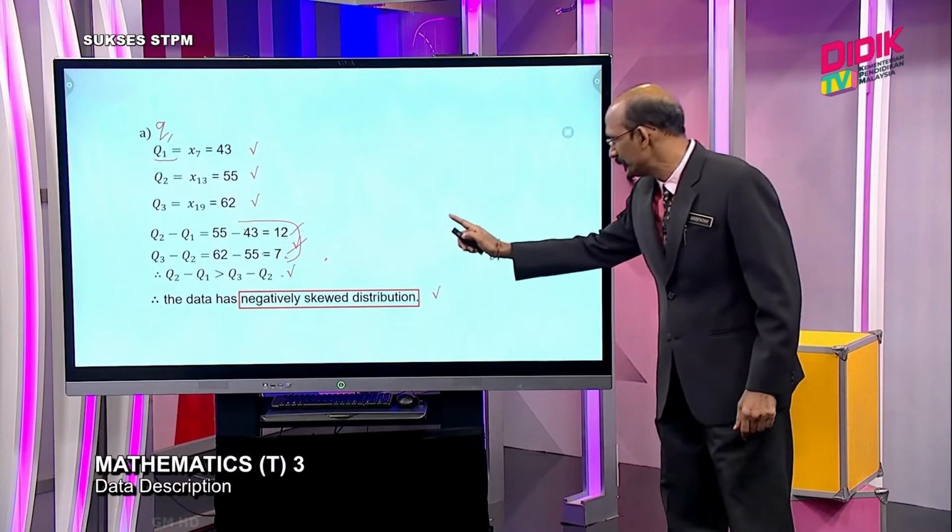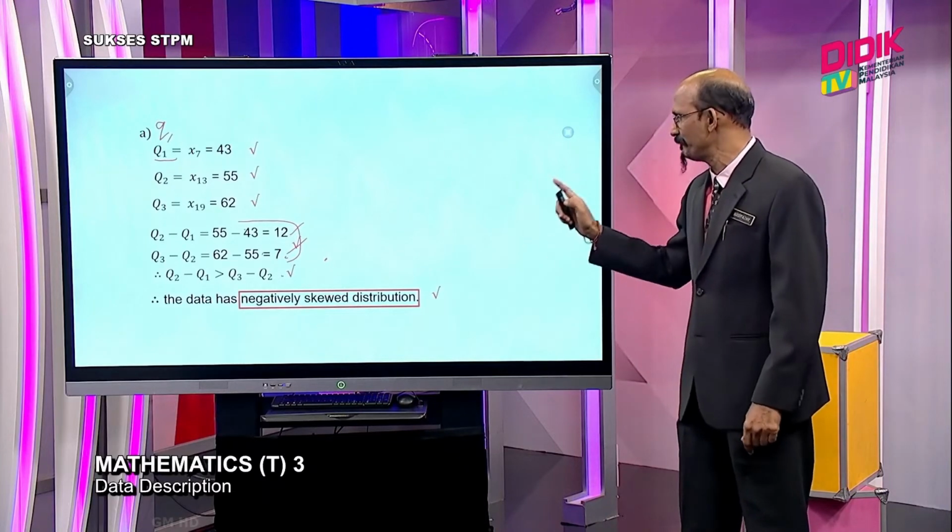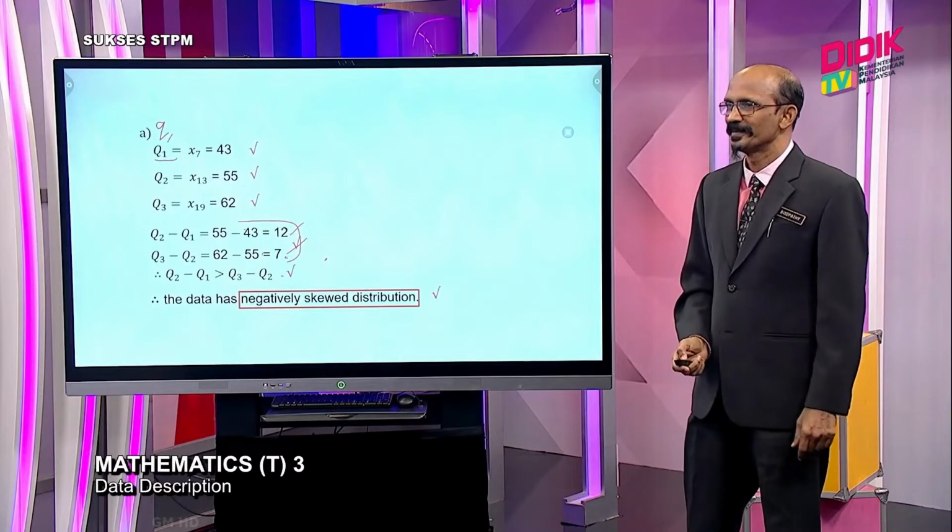That's why the word negative there is very important. So your answer must be negatively skewed distribution. Okay, shall I continue, Sean?